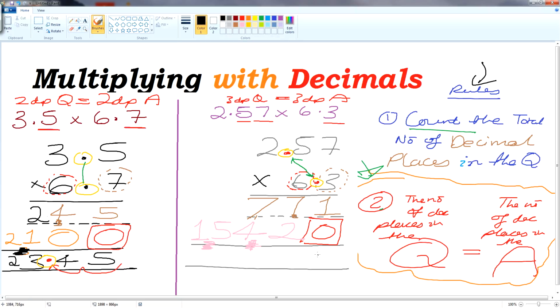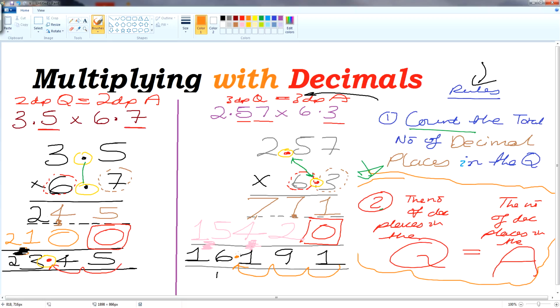So 1 add nothing is 1. 7 add 2 is 9. No, 7 add 4 is 11. 5 add 1 is 6. And 1 add nothing is 1. Now here comes the beauty. We said in the beginning of our question that we are going to have how many decimal places in the answer? 3. So let's get the 3 in. So starting from the end, 1, 2, 3.